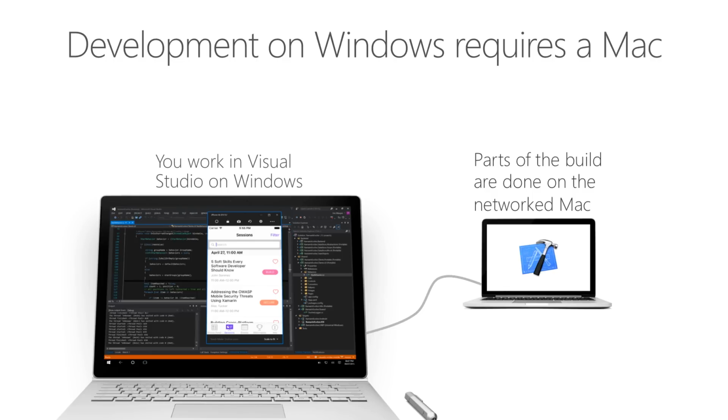Now, to achieve all of this, you will need to install the Xamarin installer on your Mac. You'll also need to make sure that you have the latest version of XCode installed. Our wizard will then take you through all the steps to set up and enable access from your Windows PC to your Mac to ensure that this process works end to end.